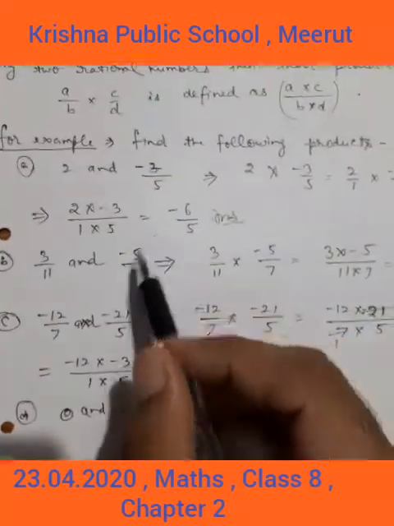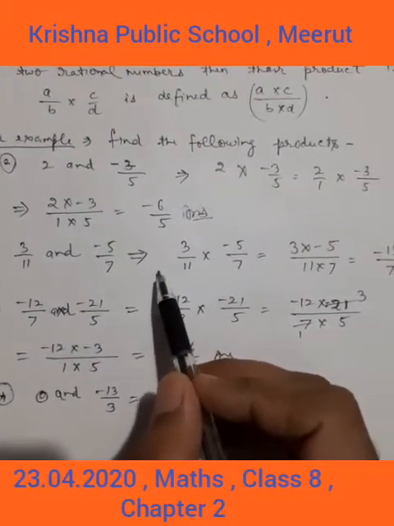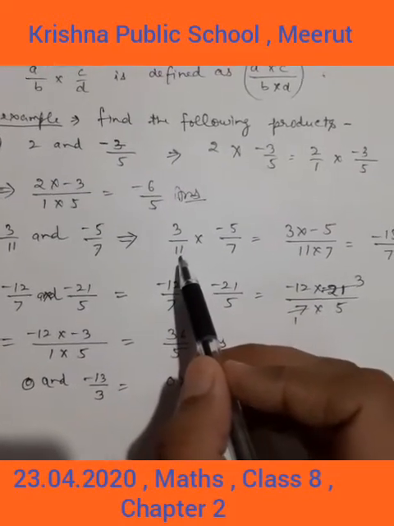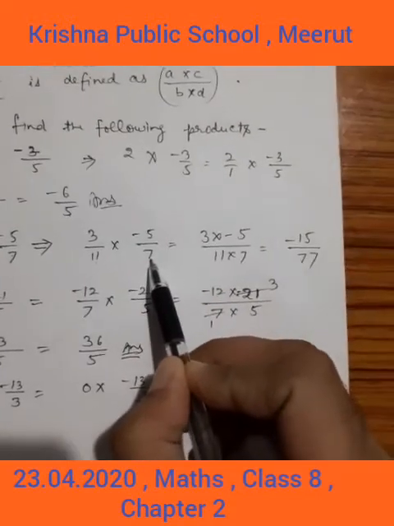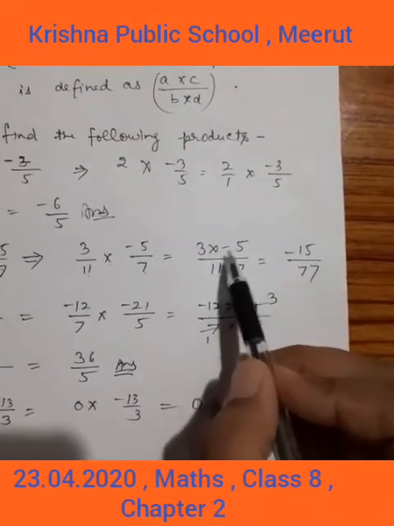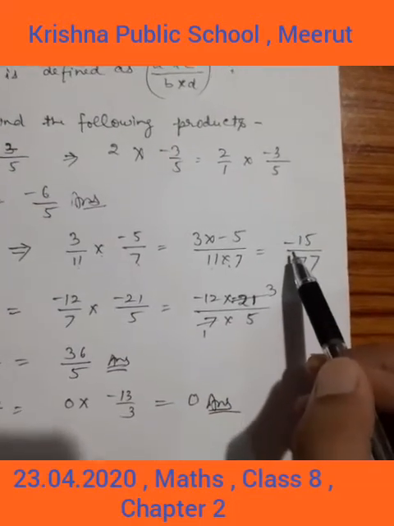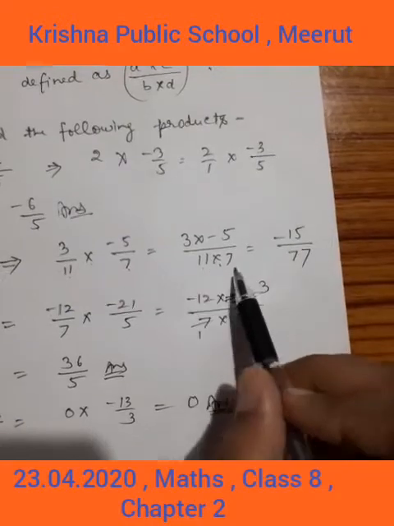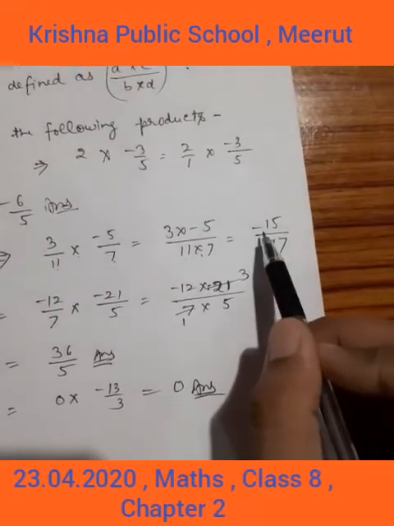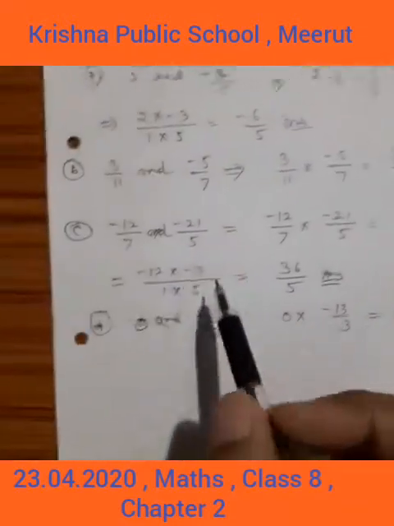And the second part is 3 upon 11 and minus 5 upon 7, that is equal to 3 upon 11 into minus 5 upon 7, and we can write this expression as 3 into minus 5 upon 11 into 7. Then we will multiply both terms. 3 5 is 15, 11 7 is 77. Then we will get the answer minus 15 upon 77.